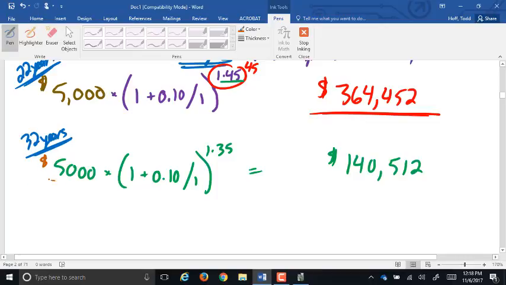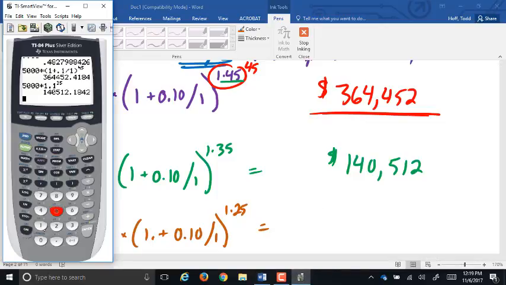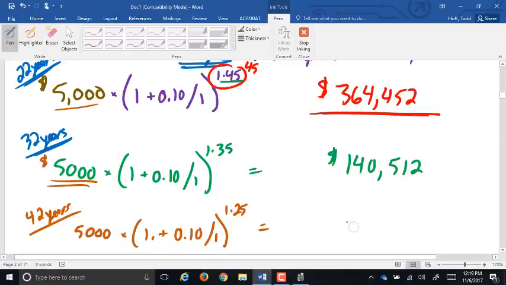Probably, yes. But I'm just going off of that same investment. Let's say you waited till you're 42 years old. So it'd be 25 instead of 35. You can see you only get $54,173.